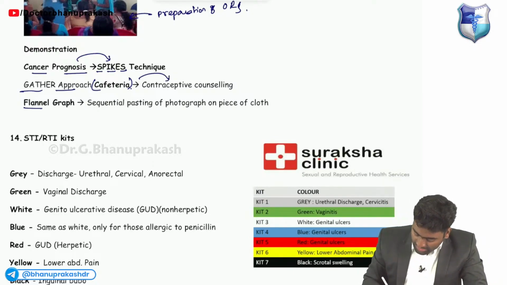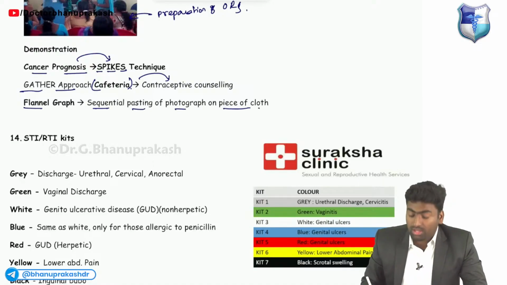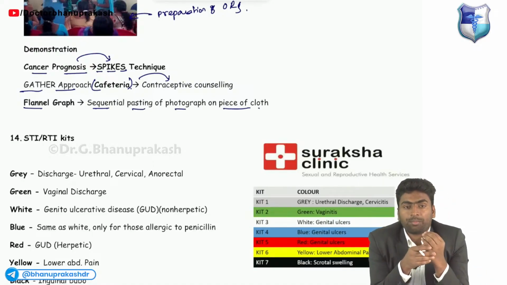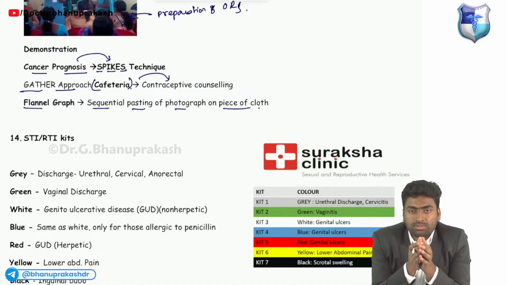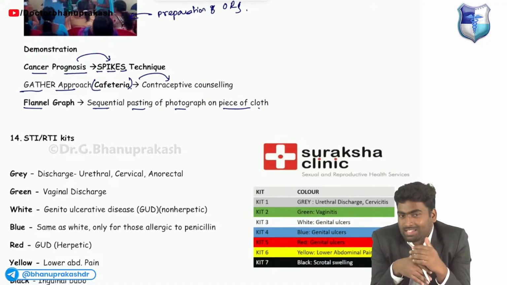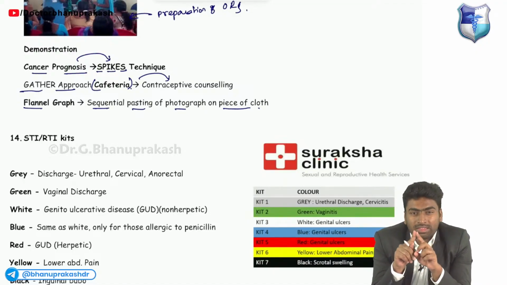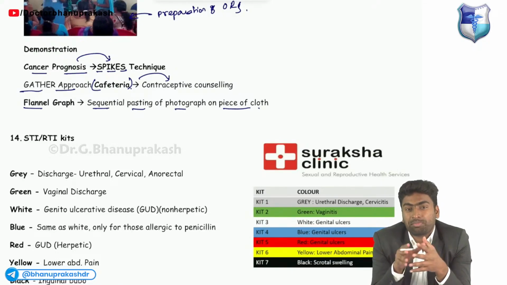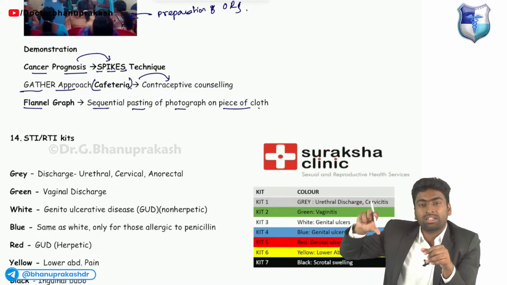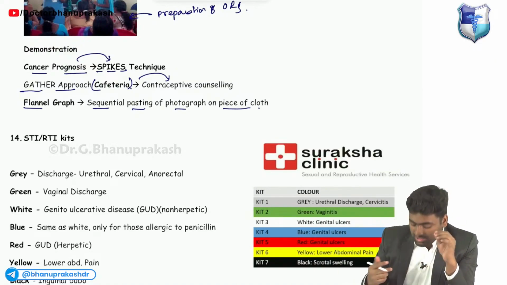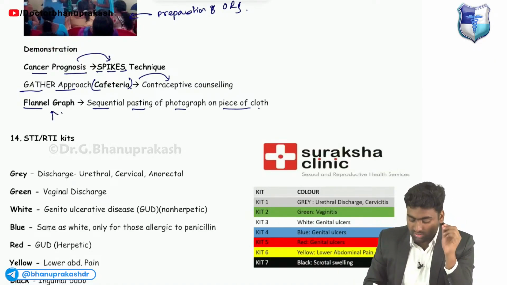Next, this flannel graph. For example, you are going to a village where most of the people will be non-literate. They won't be literate. So to make it easily understandable for them, you will make pictures of these scenarios or things, and arrange them in a sequential order on a cloth. So this is known as the flannel graph.